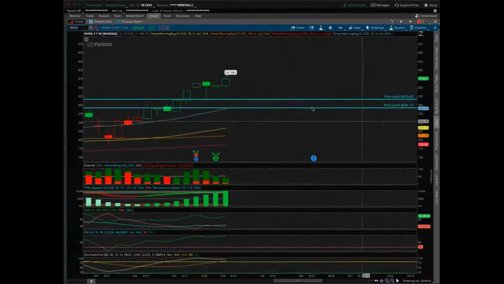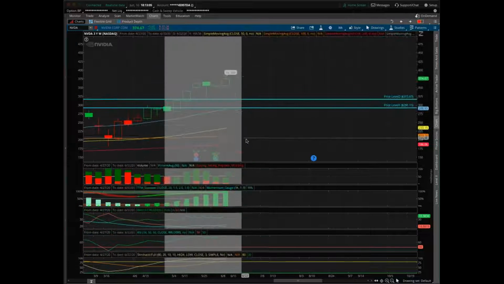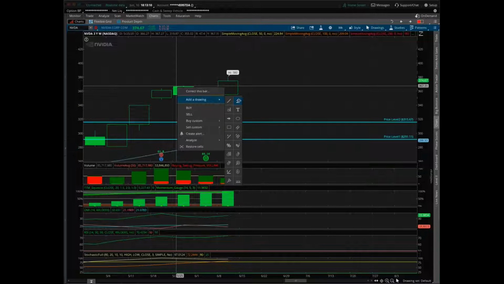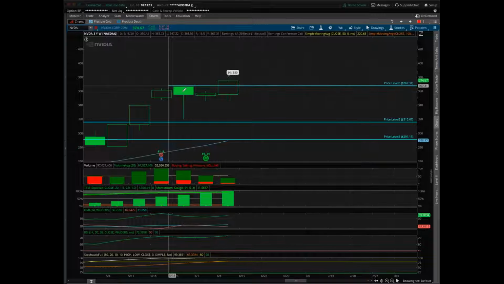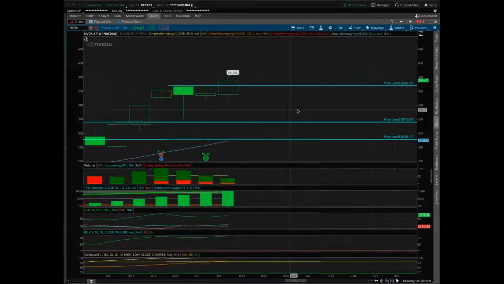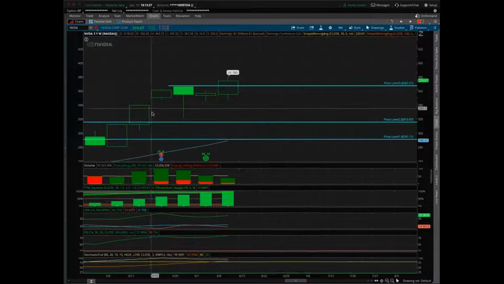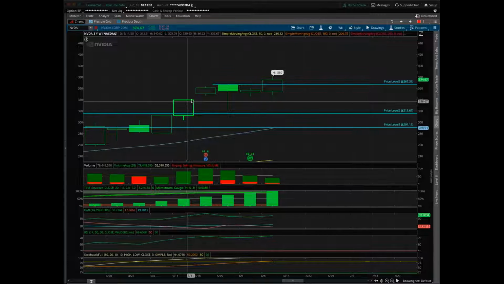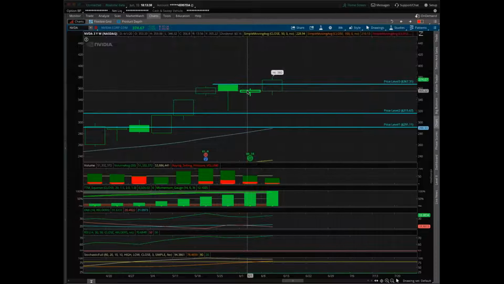And then also today, which I said was an important day for NVIDIA, it broke this previous high here. Now, can anybody tell me why this is the previous high? Because the next candle is lower. Exactly. So we have a high here, a high here, a higher high here, a higher high here, and then this candle has a lower high. So that means this is the high of the trend.